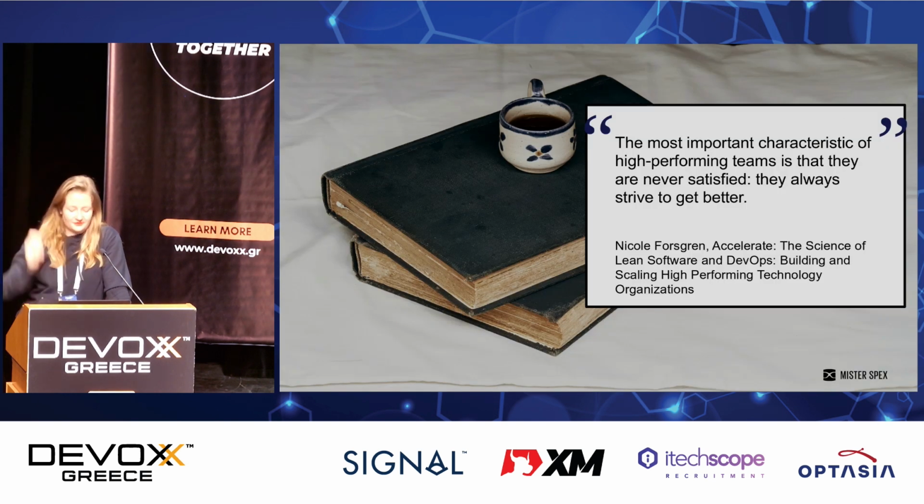And coming to the end of this talk, I still wanted to bring something from the Accelerate book that I perceive as interesting, because also from the book, it's not about one ideal solution. There is no one ideal solution. The important part is trying to get in the right direction, and the right direction might actually change. So what they stated is the most important characteristic of high-performing teams is that they are never satisfied. They always strive to get better.